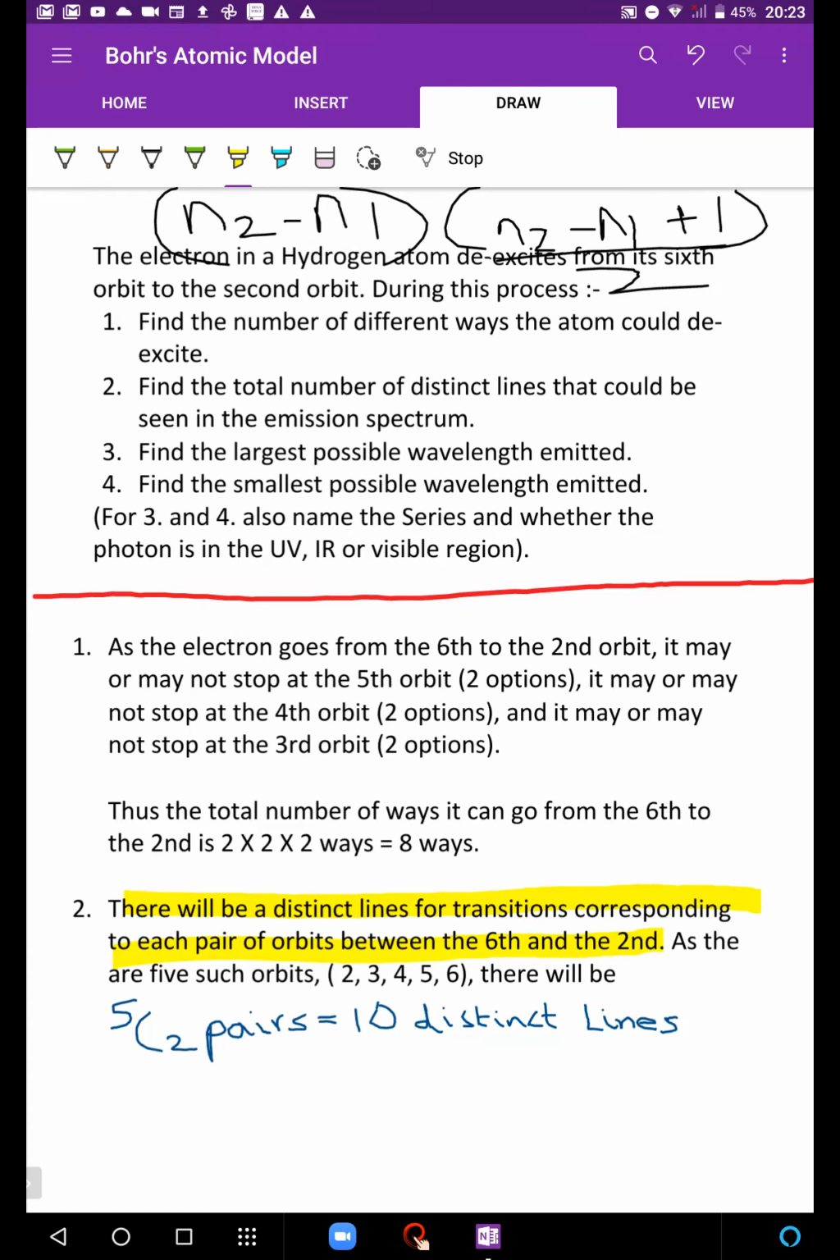3 and 2 और 4 and 3 के बीच में equal energy gap नहीं है, हर energy gap अलग है. Every single energy gap is different. So therefore जितने तुम pairs of orbits उठा सकते हो 6 और 2 के बीच में, both included, हर pair of orbit के लिए एक transition होगा, because we are always going to go from the bigger number to the smaller number energy wise. तो हर pair के लिए एक transition होगा, right?